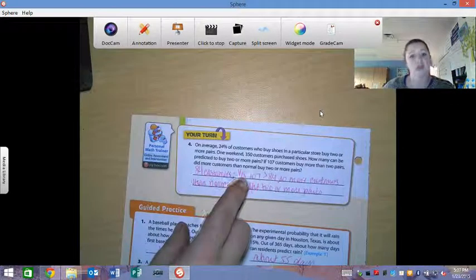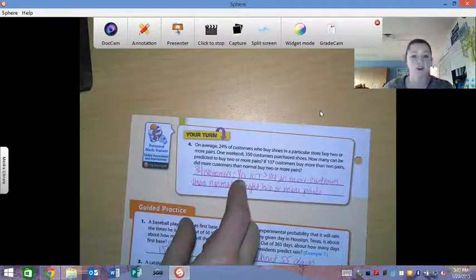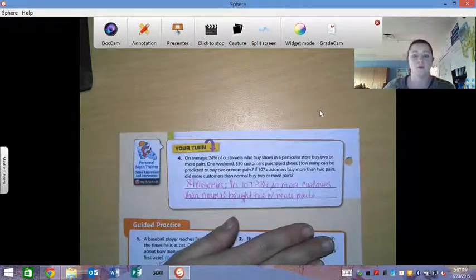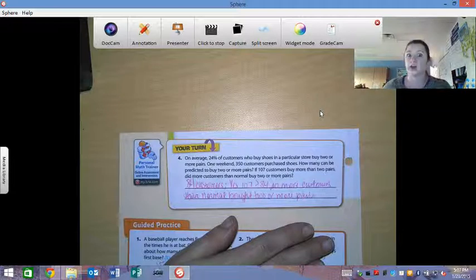So yes, 107 is greater than 84. So more customers than normal bought 2 or more pairs of shoes. So if you did not get that or something similar to it, you definitely should get 84. Then you need to go back and check your work and maybe go back and review the section if you need any extra help.